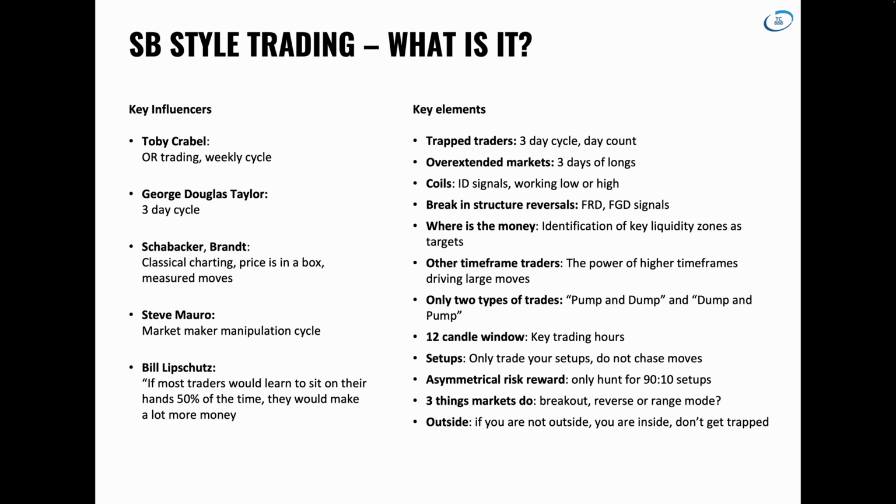So let's start with the influencers. So the major influencers, I think, he took his system from start with Tony Crable. Tony Crable is a legend. He defined the open range concept, and this open range concept kind of goes through all of his trading system, especially in the weekly cycle.